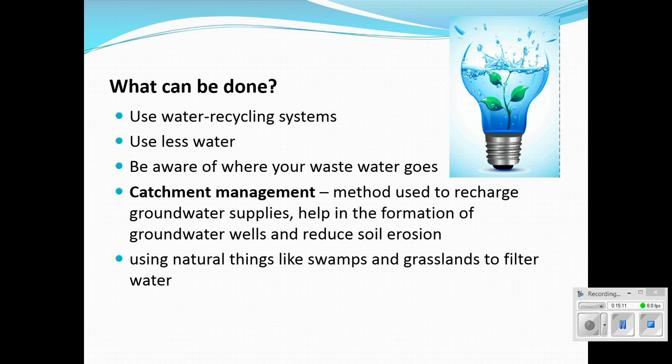Then there's something called catchment management. It's a method used to recharge groundwater supplies. And we just learned what groundwater is. This water that's just in the soil. And that helps the formation of groundwater wells and reduces soil erosion. So managing that allows the soil to stay intact and it doesn't erode. It's pretty awesome. That's the end of 3.7 and 3.8.